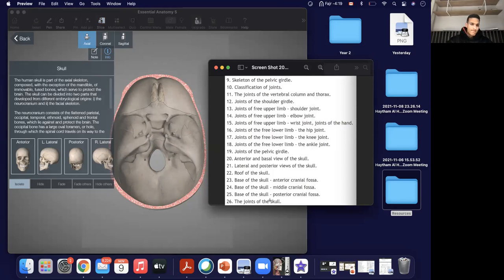Joints of the skull. This is a very good one. We've not discussed this very much, but joints of the skull are mainly sutures. Let me just see if I can find the exact explanation. There, I found it. So the joints of the skull are sutures, fibrous joints. They're immovable joints, also referred to as synarthroses.